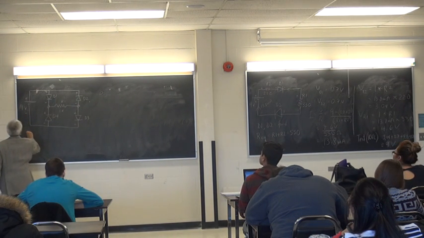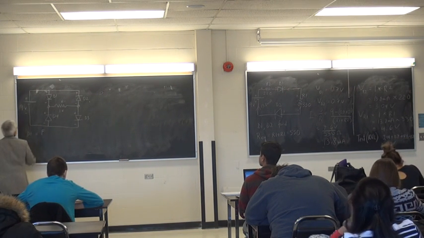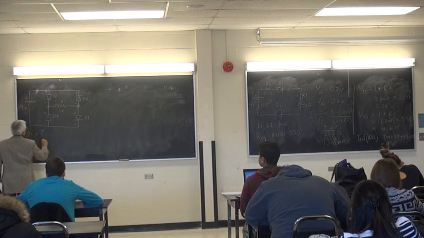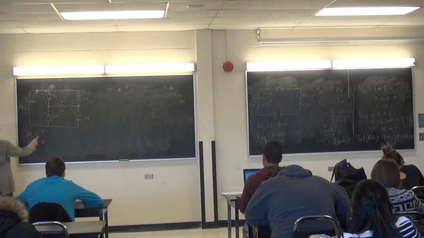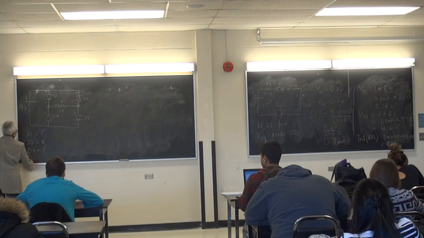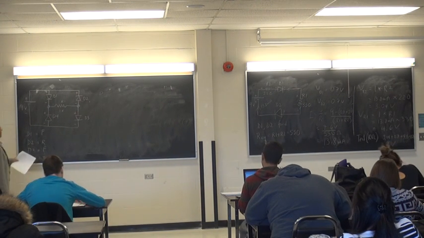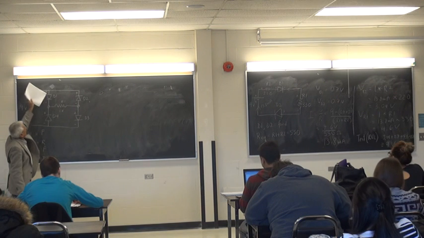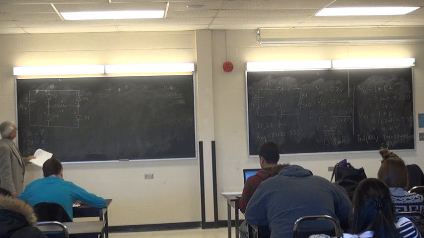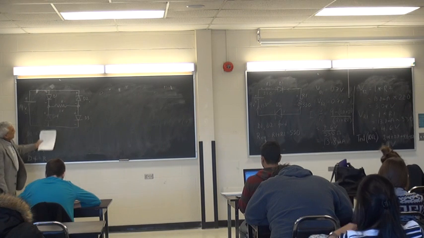So, let's do D1. Is D1 forward bias or reverse bias? Forward. D2. Reverse. D3. Forward. D4. Reverse. Okay? D1 is forward, anode is positive. D2 reverse, anode is negative. D3 forward, anode is positive. D4 reverse, anode is negative.